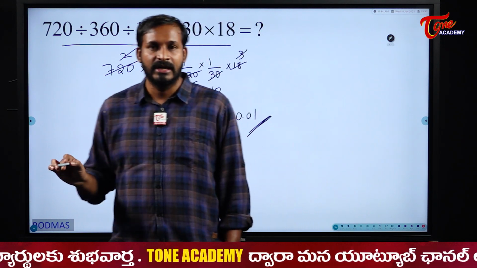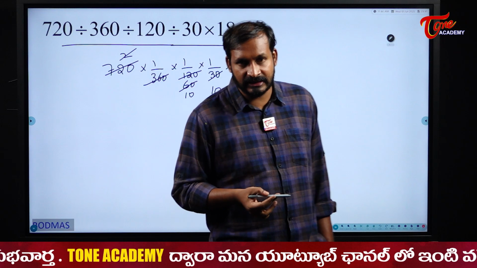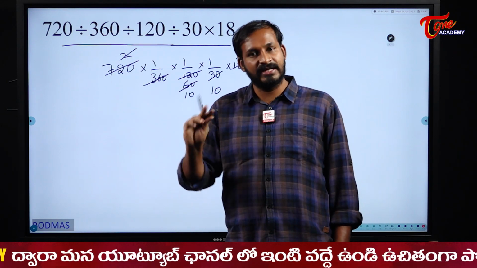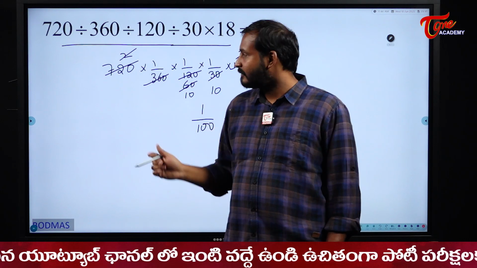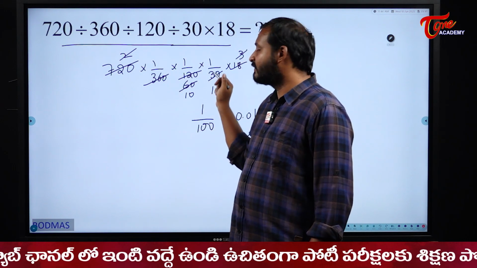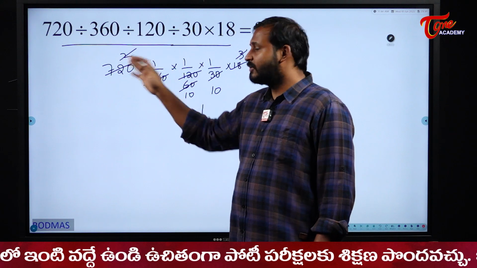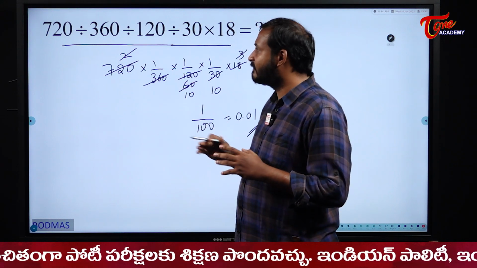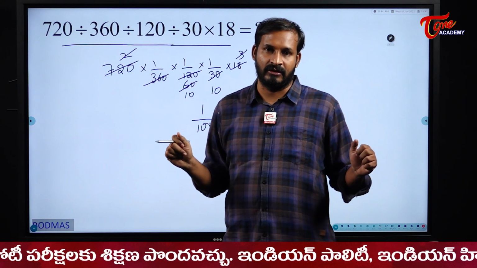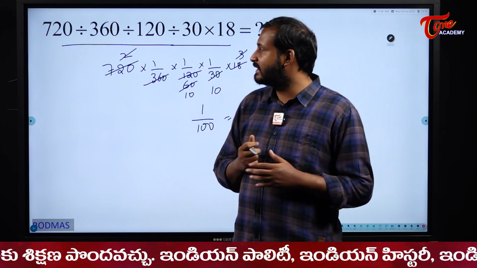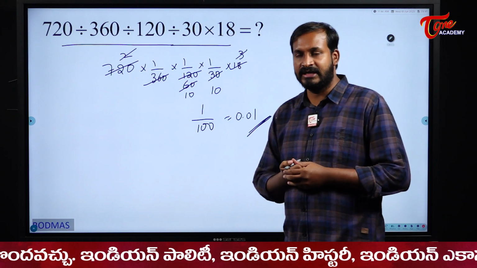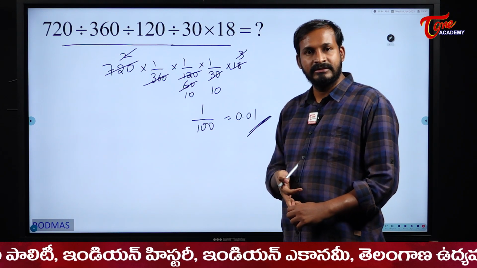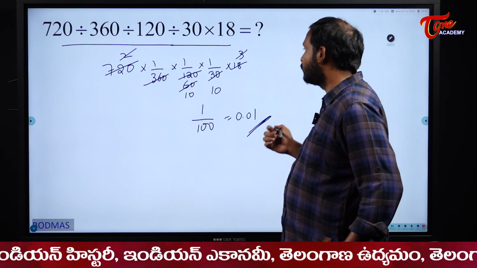So this is how you need to solve. Don't get confused by seeing many divisions or anything else. When you change the division to multiplication, what happens? It becomes the inverse. So 1 by 360, 1 by 120, 1 by 30. When there is a division, you will have confusion, but when there is multiplication, there will be no confusion at all. You will get the answer very clearly and effectively. That's it, students. Now we will move to the next one.